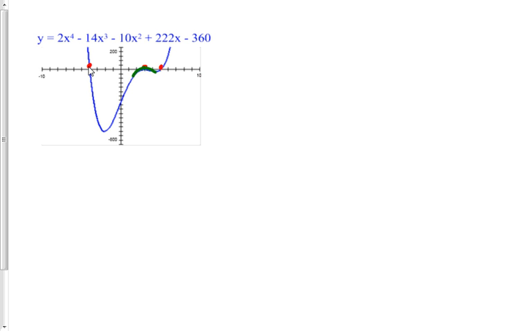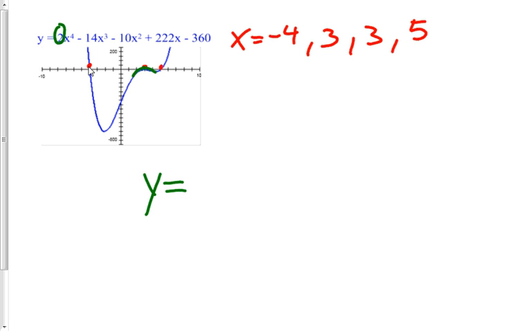So, my roots are at x equals negative 4. I have two roots at x is equal to 3, and a root at x is equal to 5. Simple enough, I can write this in my factored form. Y is equal to a. Well, I know up here my a is 2 because they gave me the polynomial in its general form. 2 multiplied by x minus the first intercept.